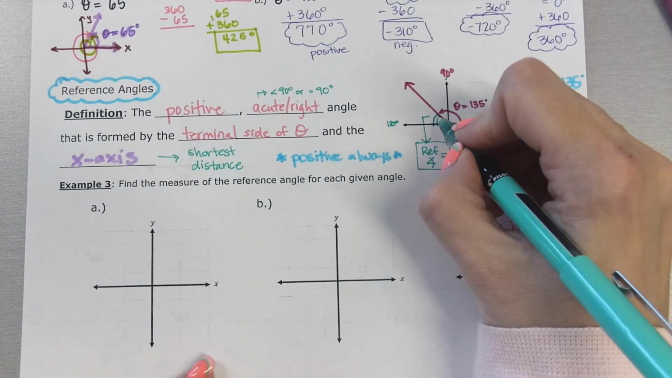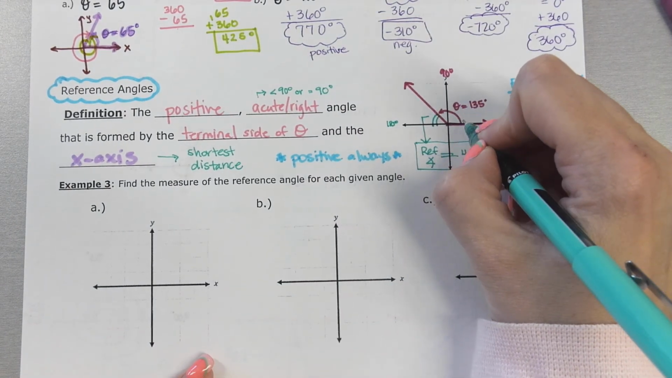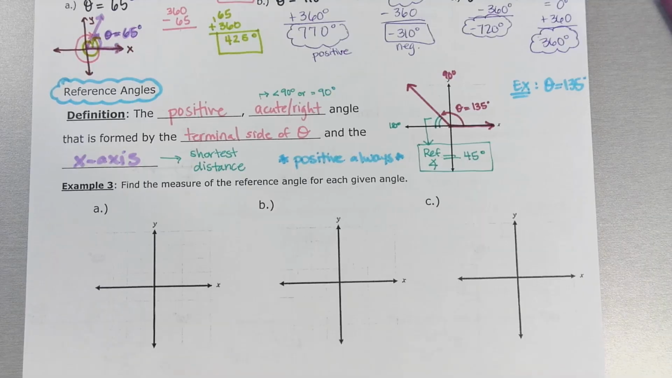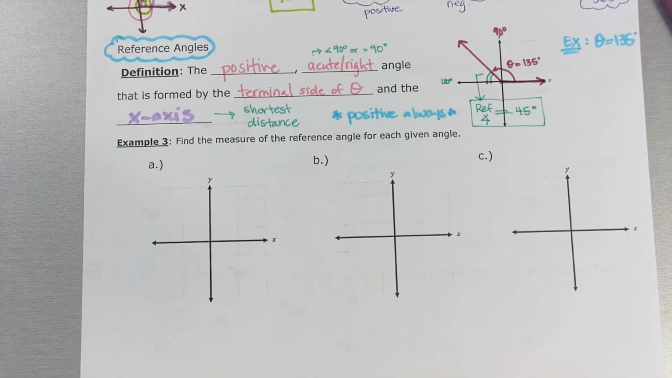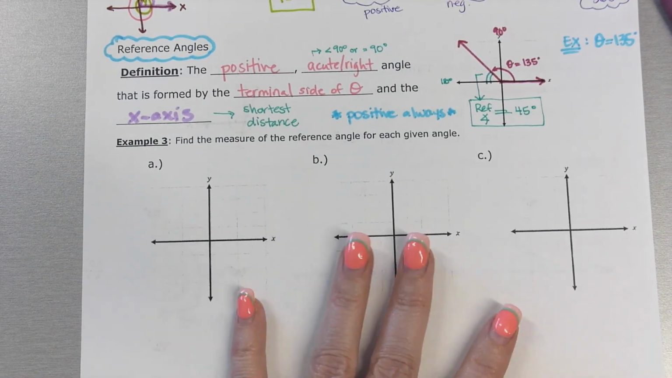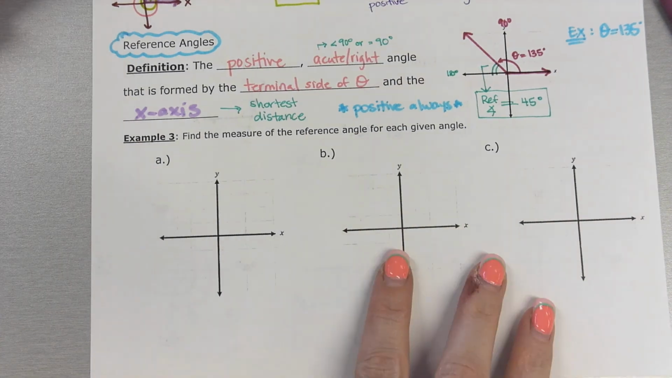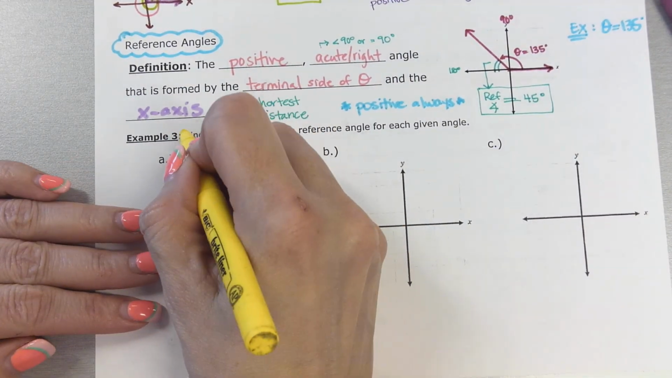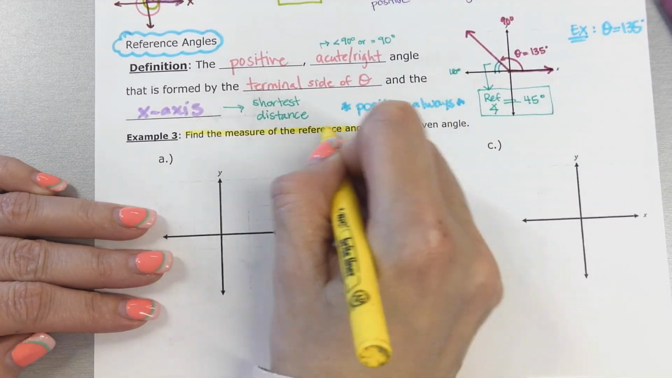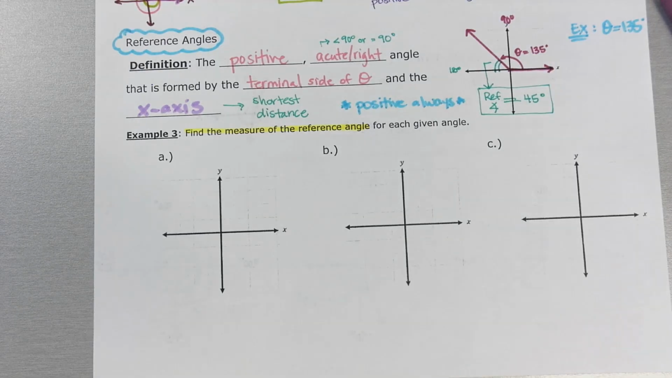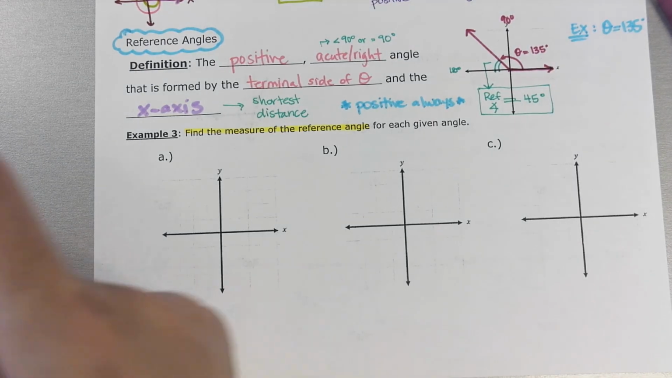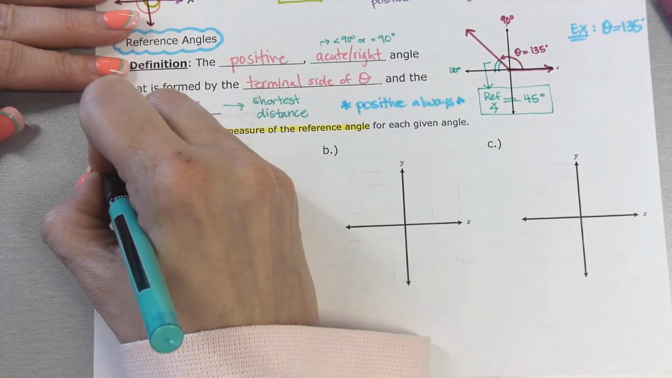Going the other way would be greater than 90, and so we can't use that. It's always to the x-axis, okay? So when you are doing these that are similar to example 3, where you have to find the measure of the reference angle, anytime you have to find the reference angle, I want you to draw the angle.